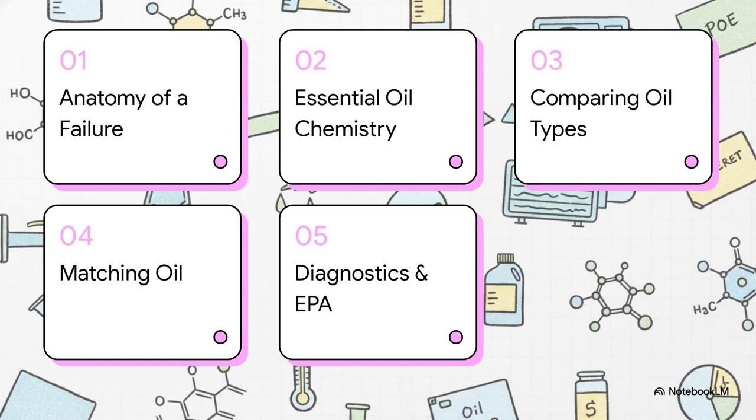So here's our game plan for today. We'll start with the anatomy of that exact failure, then cover the essential rules of oil chemistry. After that, we'll compare the different types of refrigeration oils you'll see in the field, look at how to perfectly match oil to refrigerants, and finally, we'll cover diagnostics and some crucial EPA rules.